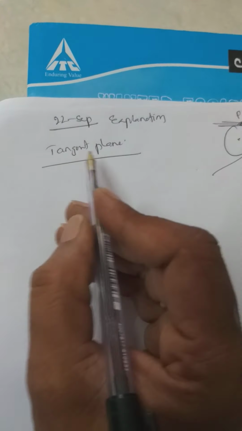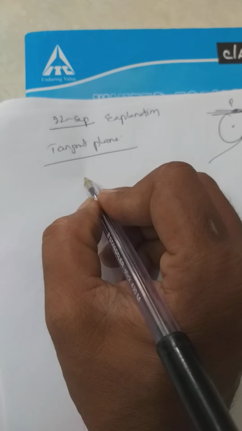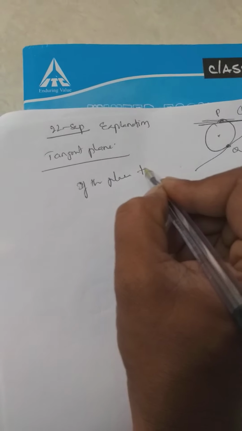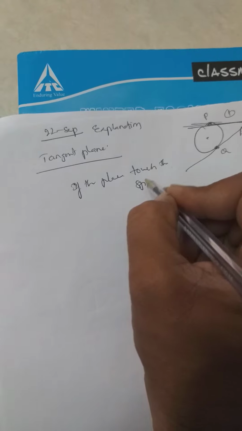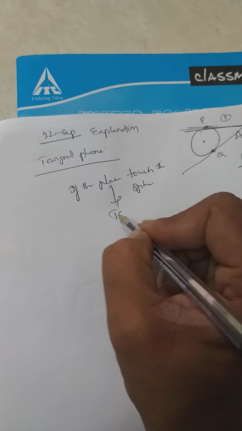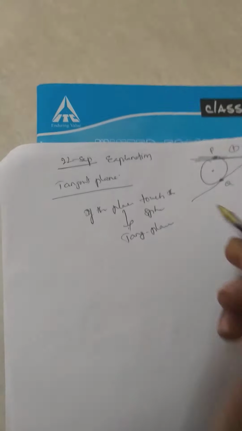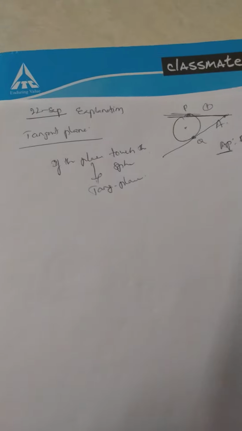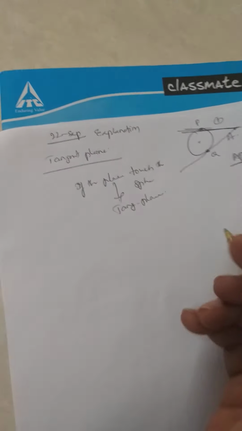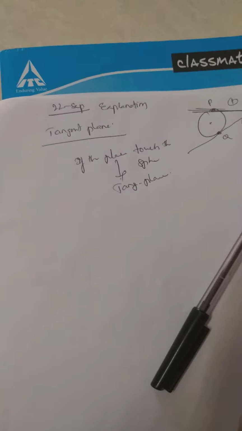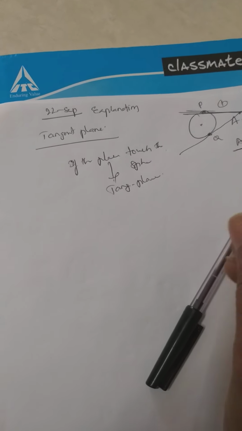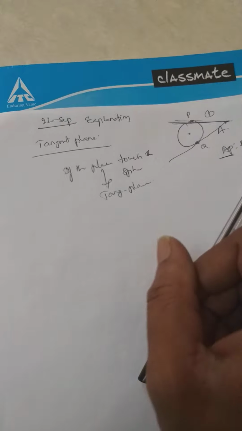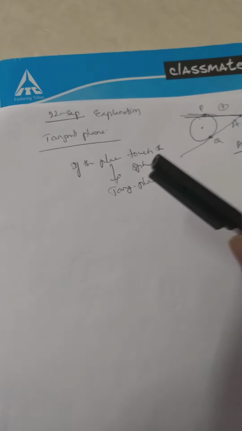Next one is the tangent plane. Similarly to a tangent line, we have a tangent plane. If a plane touches the sphere, then this plane is called a tangent plane. If a plane touches the sphere at a single point, then that plane is called a tangent plane. Or you can say, if the point of intersection of the plane and the sphere is a unique point, then that plane is said to be a tangent plane.